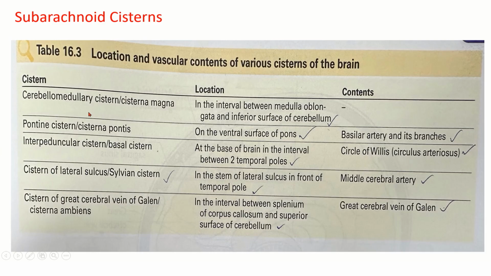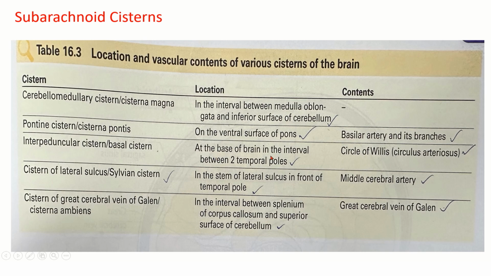So, the cerebellomedullary cistern or cisterna magna is located in the interval between the medulla oblongata and the inferior surface of the cerebellum. No major important contents are present. The pontine cistern or cisterna pontis is on the ventral surface of the pons, containing the basilar artery and its branches. Interpeduncular cistern, otherwise called the basal cistern.